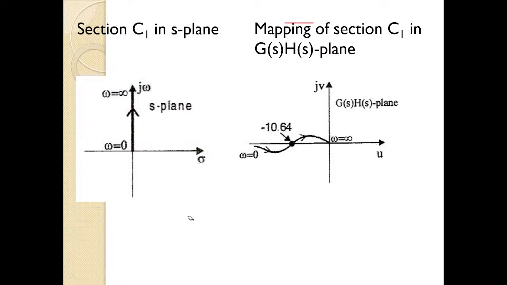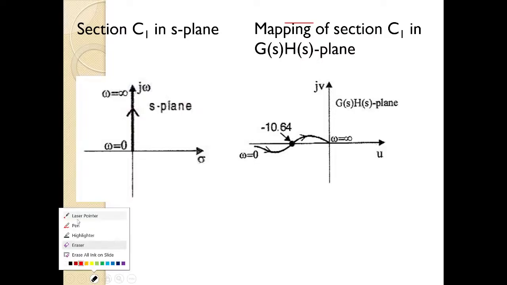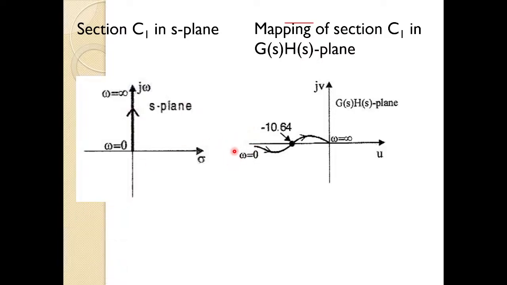Okay, this is minus 180. I will take a laser. This is the minus 180 degree axis. This is the minus 270 degree axis. The plot will start from infinity. Magnitude is infinity, isn't it? From infinity it will start, and it will pass through a point, some point you just mentioned as minus 10.64. So the magnitude we have got is 10.64.